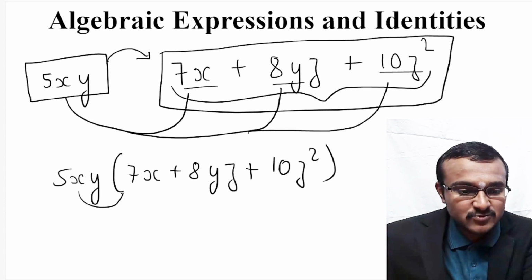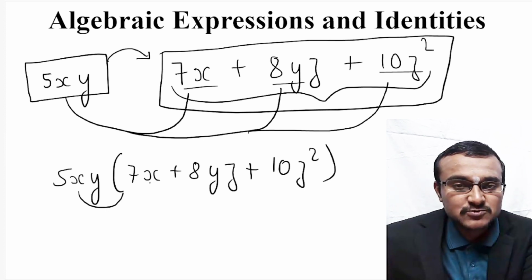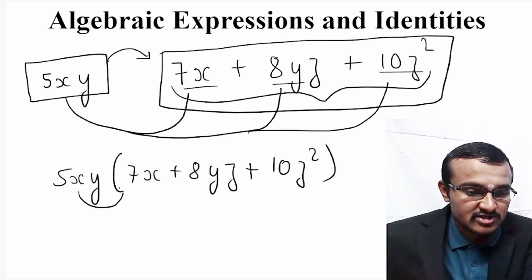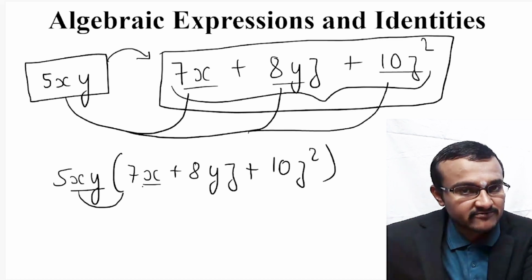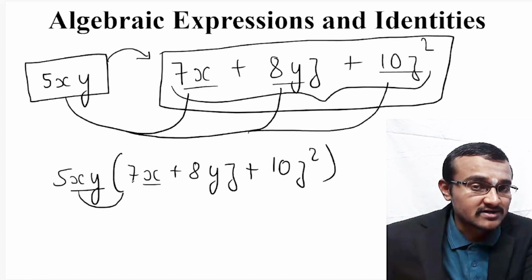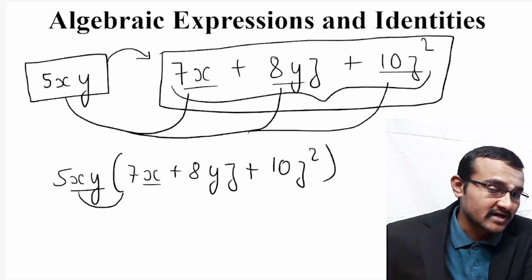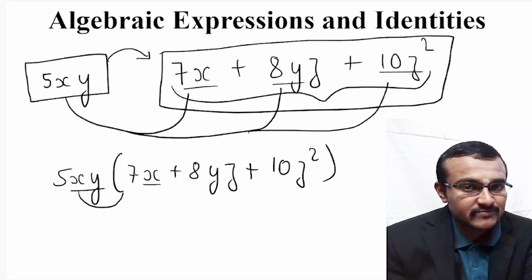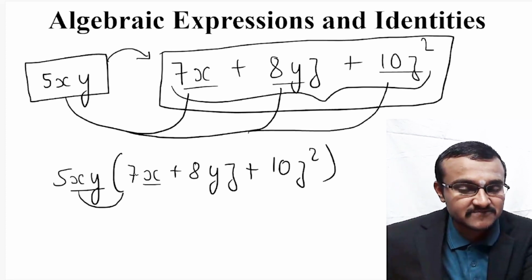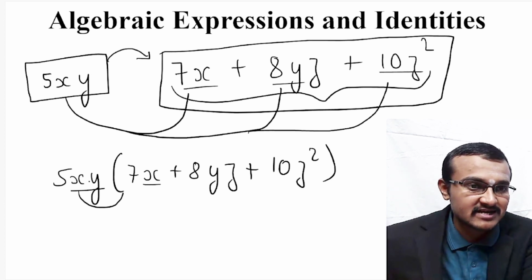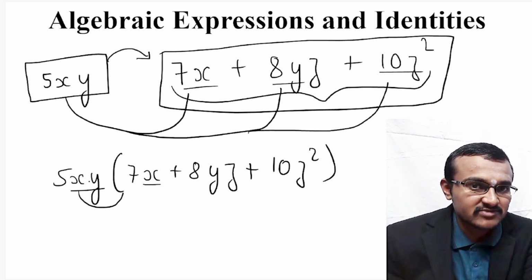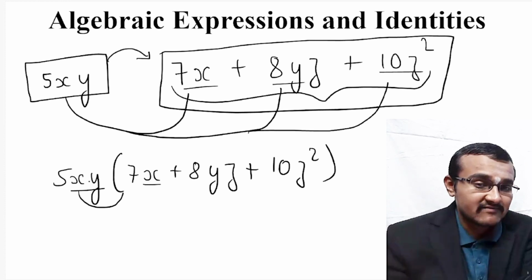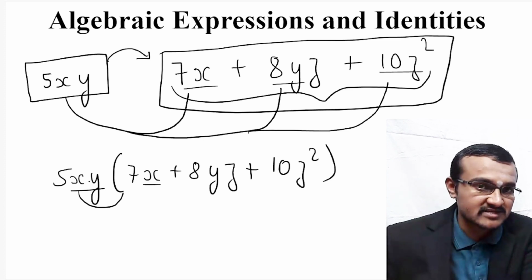Now let us multiply 5xy and 7x. So what is 5xy into 7x? 5 into 7, as I explained in my previous video, in multiplication, even though variables are different, still you can perform multiplication. If variables are not different, then also you can perform multiplication. But if variables are different, then you cannot perform addition or subtraction between those two algebraic expressions, because variables are different. You can refer to my previous video for that.